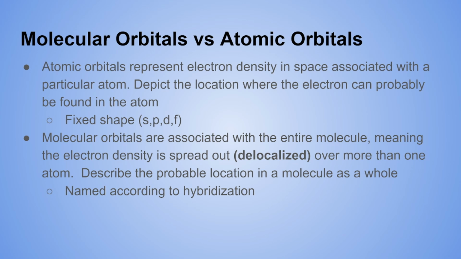Now, molecular orbitals are associated with entire molecules, and the electron density is spread out over more than one atom. It's spread out over the molecule, and in this unit, we call that delocalization. It again describes that most probable location, but throughout the entire molecule as a whole. And those are named with your hybridizations like sp2, sp3, all that stuff from previously in chapter 9.